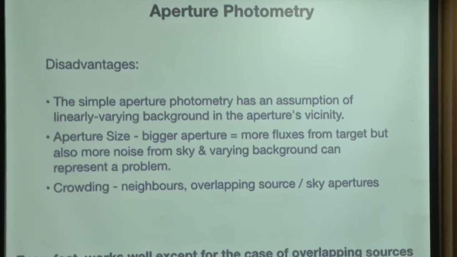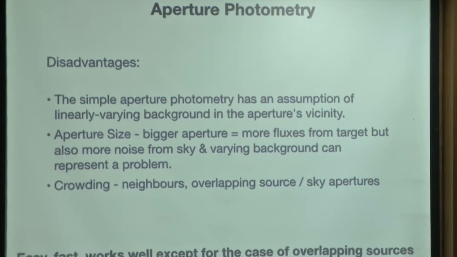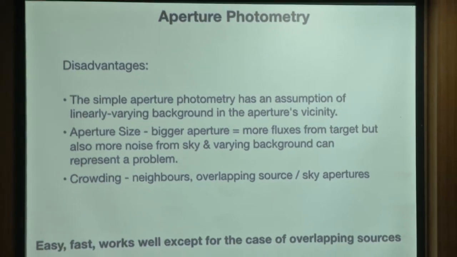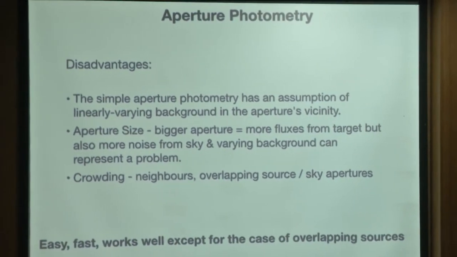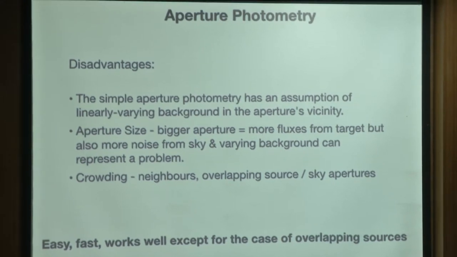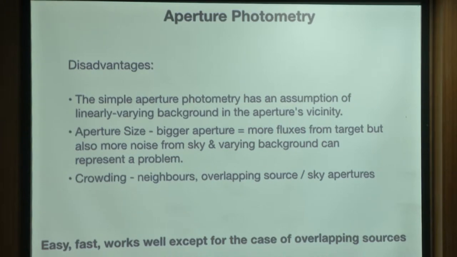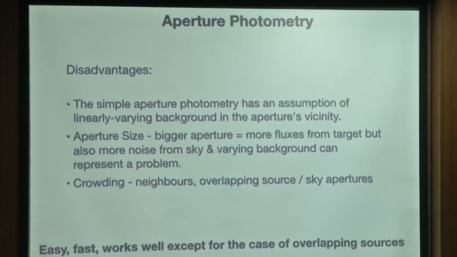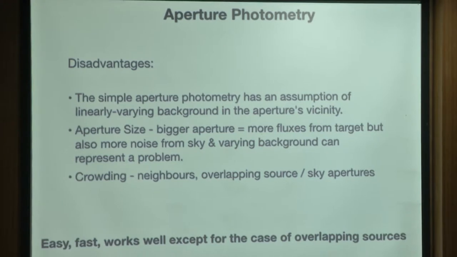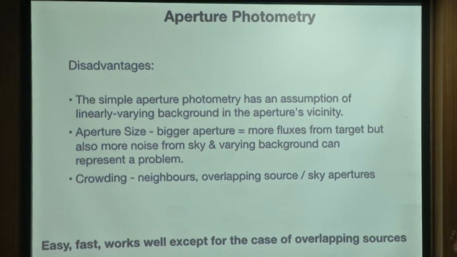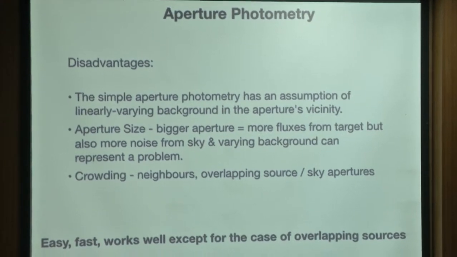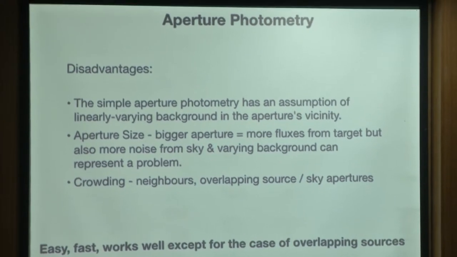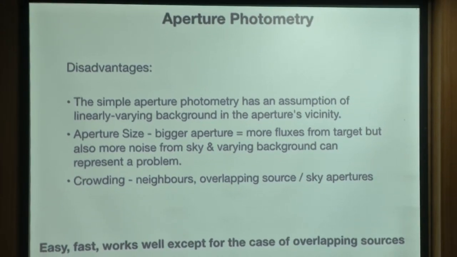So here we simply assume that our background is linearly varying in the aperture's vicinity, which might not be the case. And then the biggest disadvantage is the aperture size. A bigger aperture means more flux from the target, but also more noise from the sky and a varying background, which might add more noise into your flux measurement.